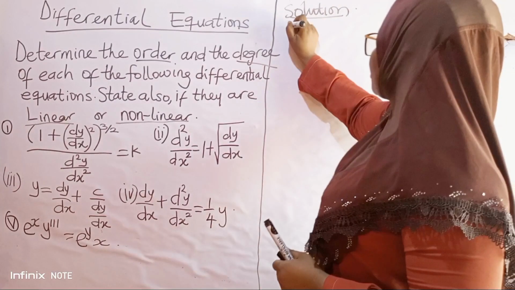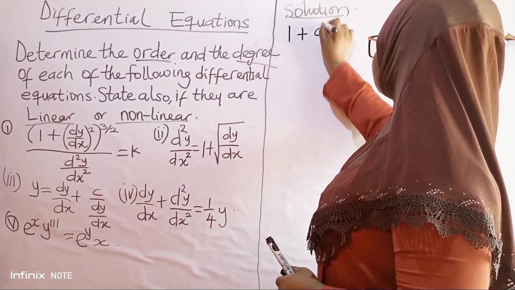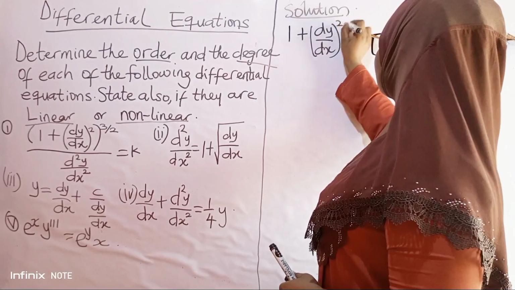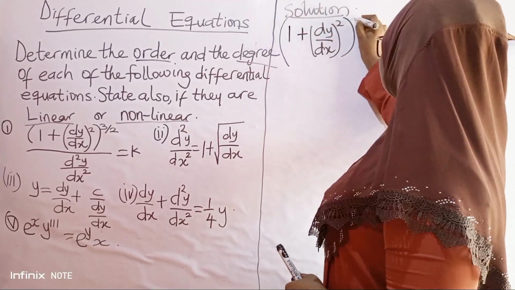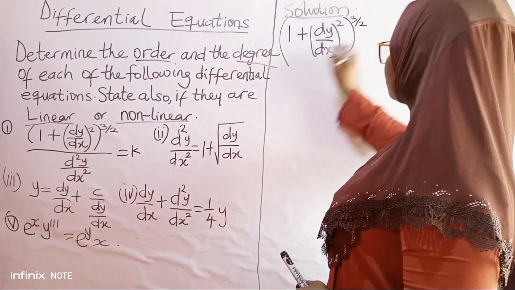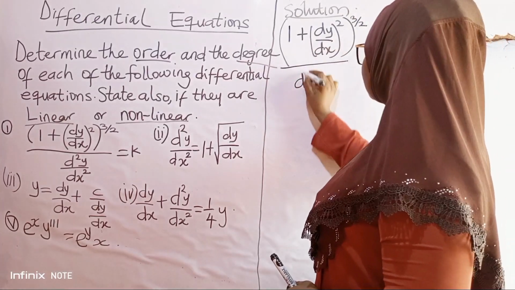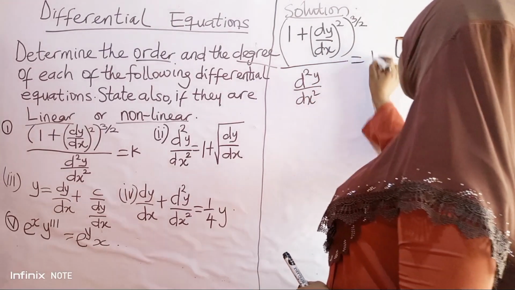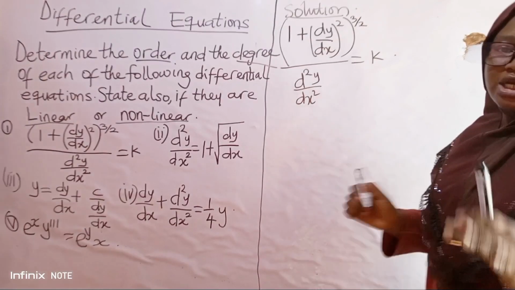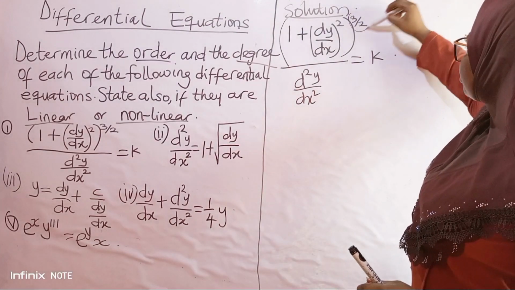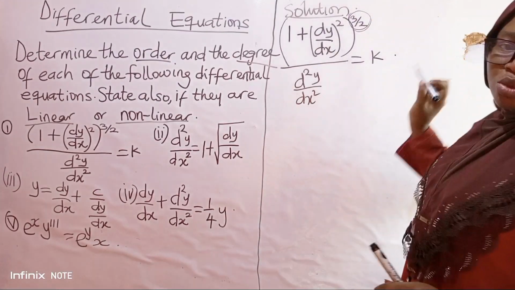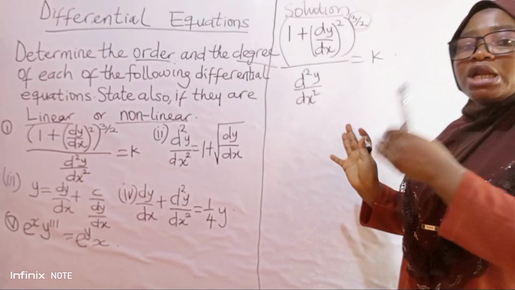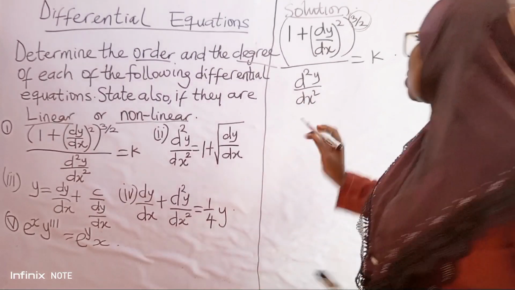(1 plus (dy/dx) all squared) everything raised to the power of 3 over 2, divided by d²y/dx², is equal to k. So look at it. This exponent 3 over 2, we have to find a way of eliminating it so that it will be in a polynomial form. So how do we do that?